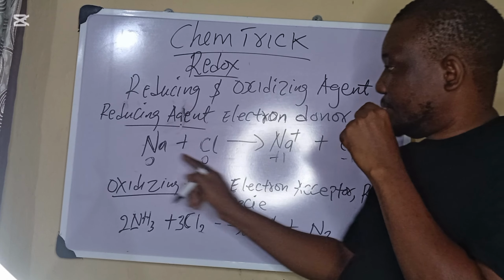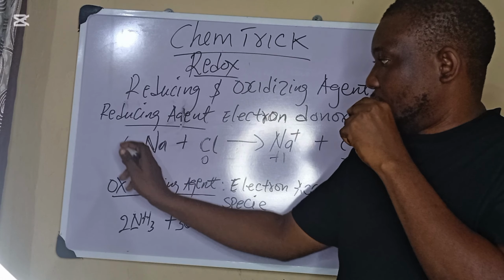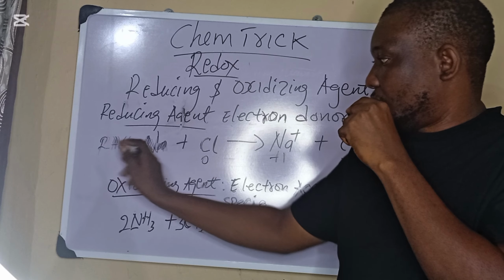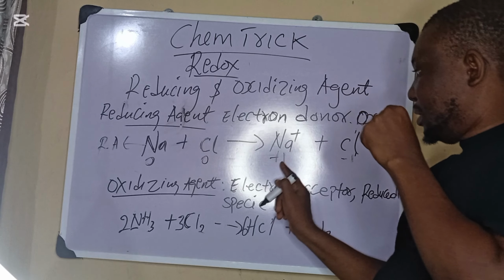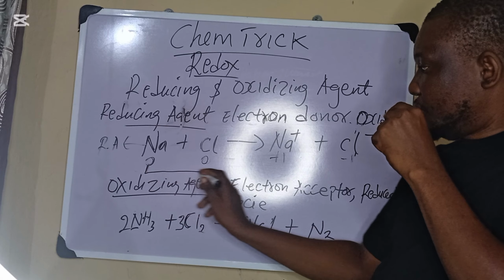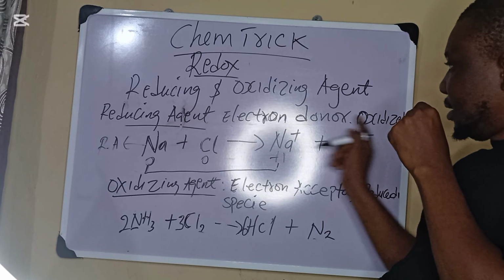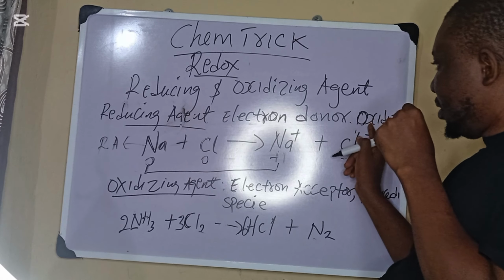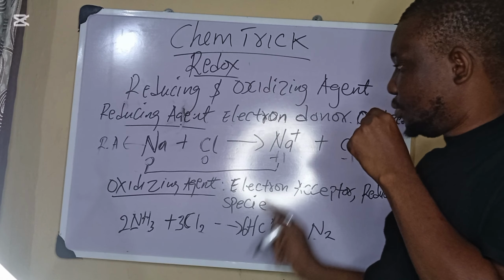So in the reaction now, it will look like sodium here is the reducing agent. Sodium is the reducing agent because it is a species that's oxidized in the course of the reaction. You can see that the oxidation number of sodium has changed from 0 to +1, that is, it is oxidized. As you can see, reducing agents are species that oxidize in the reaction. They donate electrons as well.